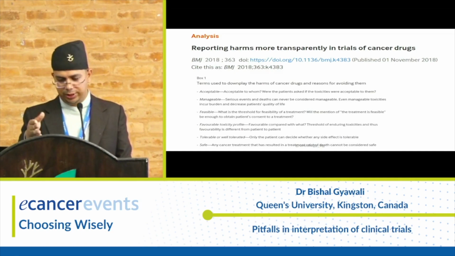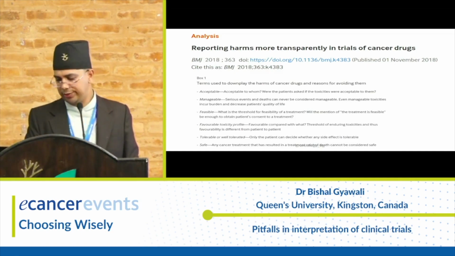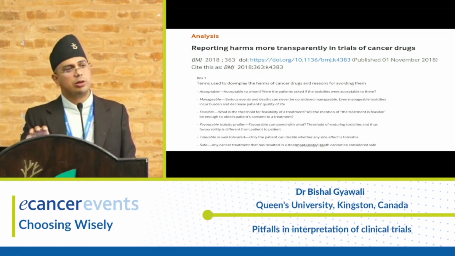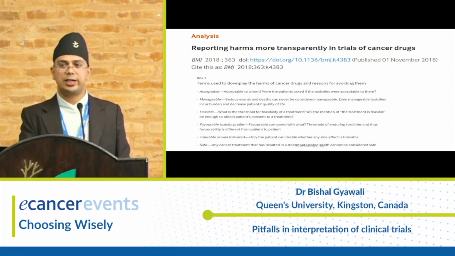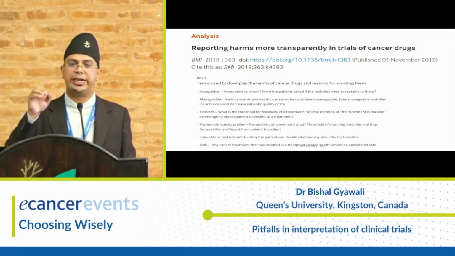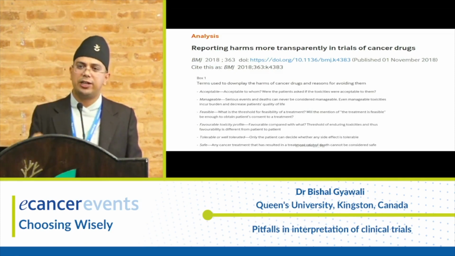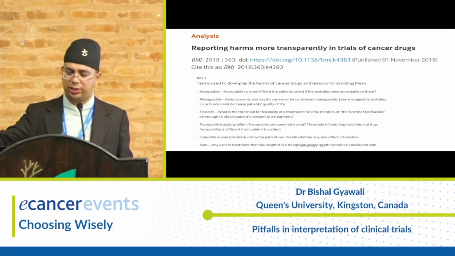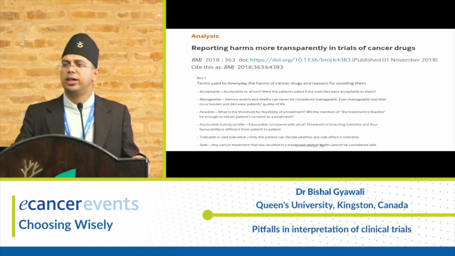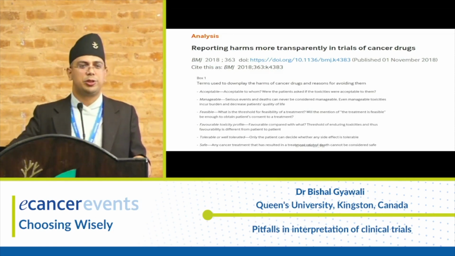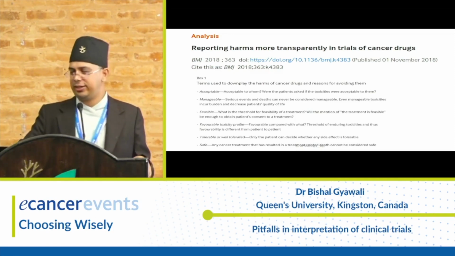If you read this paper, you'll see several examples, because we looked at these trials that were using these words, and we found that there were several patients who had fatal adverse events. That means patients died as a result of the side effect of the drug, and still they were saying the side effect was acceptable. Acceptable to whom? It was not acceptable for the patient's family, and they said the side effects were manageable. If you could have managed it, the patient would not have died.